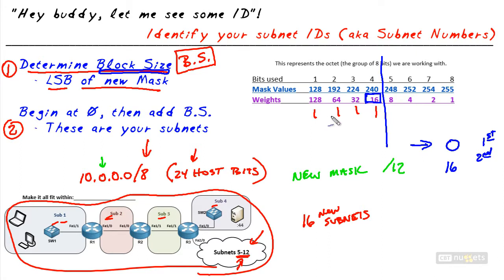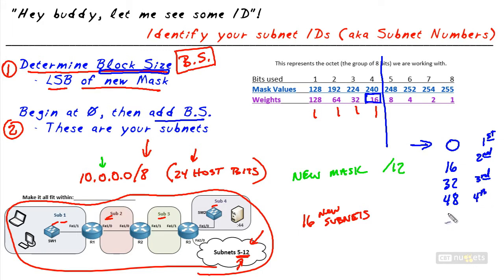And the third one, we're simply going to add the block size again. So plus 16 more is 32. That's our third subnet. And then we're going to add 16 more again. That makes 48. Now don't go doubling these. We're just adding the block size. So take care that you don't start doubling numbers and such, because we're just adding the block size for every new subnet. So that's our fourth subnet.